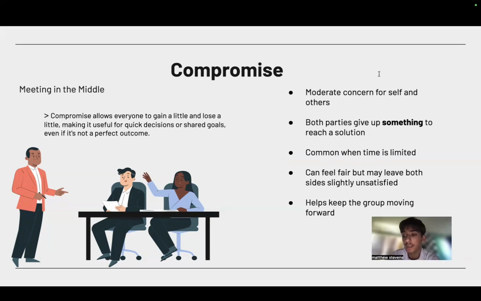Compromise is like splitting the difference. It's useful when you're short on time or when total agreement isn't realistic. In a group, compromise might look like alternating responsibilities or picking a solution that's okay for everyone. It's practical and can work well, especially when stakes aren't super high, but it does mean that everyone walks away giving up something.